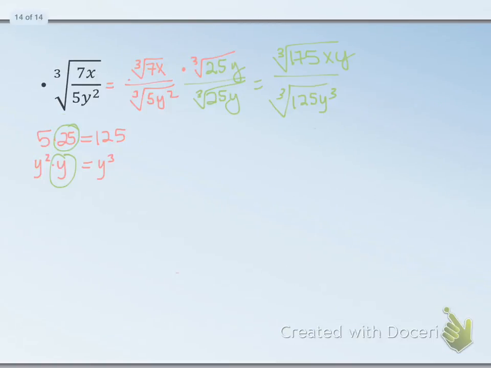So let's simplify my bottom. So I have cube root of 175 xy. The cube root of 125 is 5. 3 divided by 3 is 1. So we just have 1 y on the bottom because we only have one group that has 3 y's in it. So it gets rid of my cube root in the bottom.